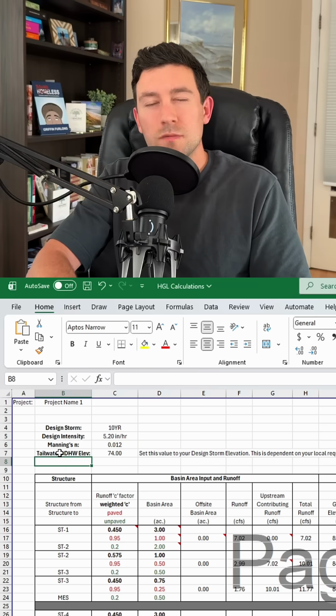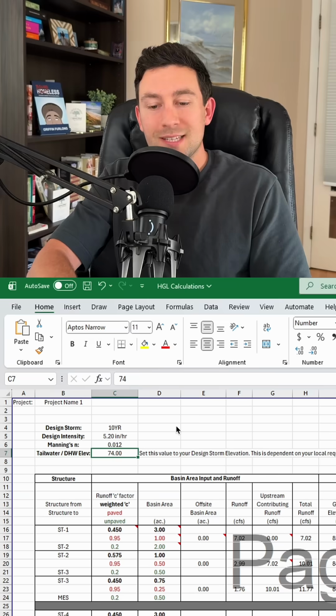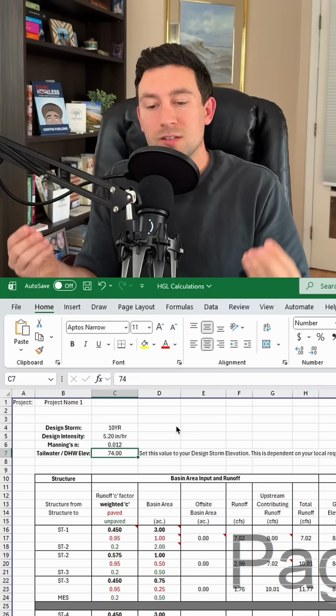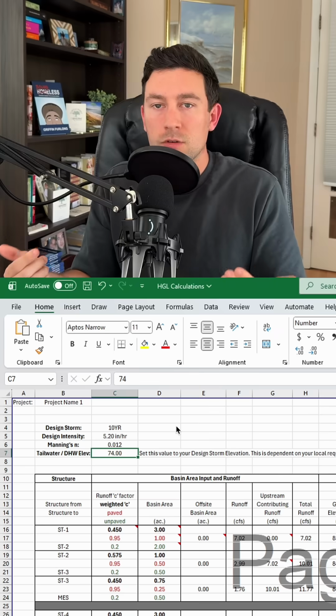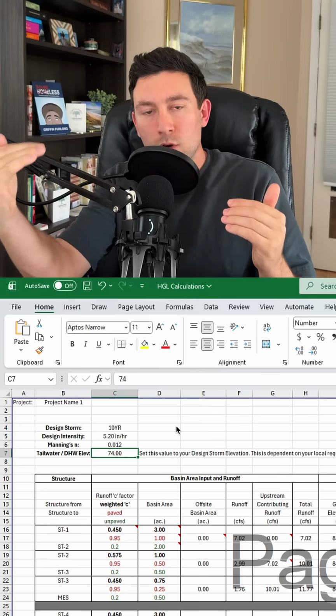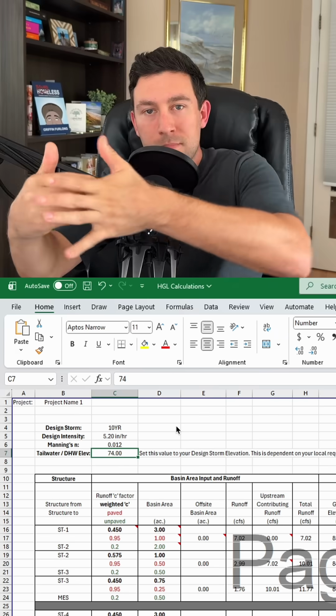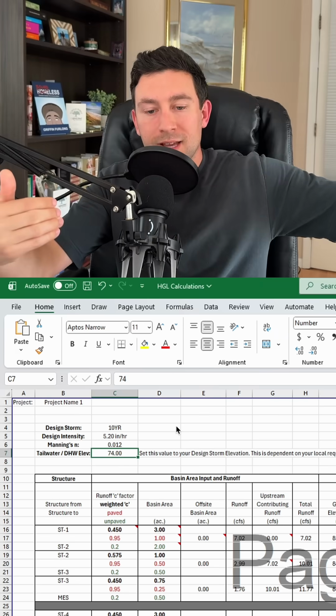Last but not least, one of the most important things, and you got to pay attention to this, is your tailwater / design high water value. You need to set this value to your design storm elevation. That's why it's so critical that you are running a model of your simulation to get your design high water. This is the water level that's going to run back into your system. We need this for the hydraulic grade line calculation.